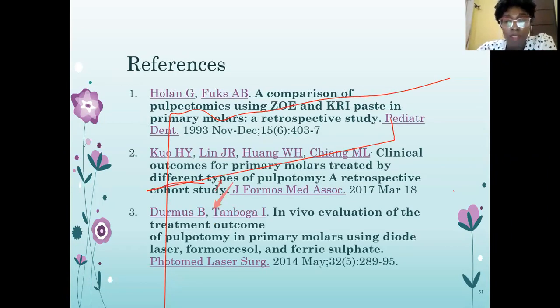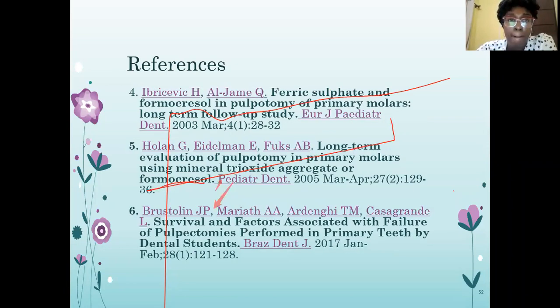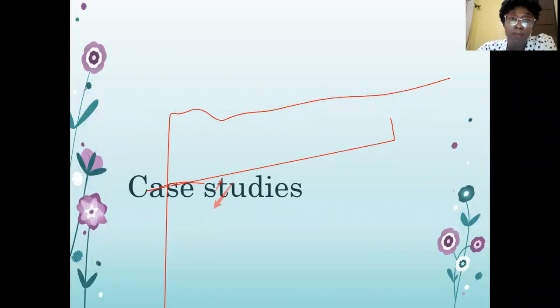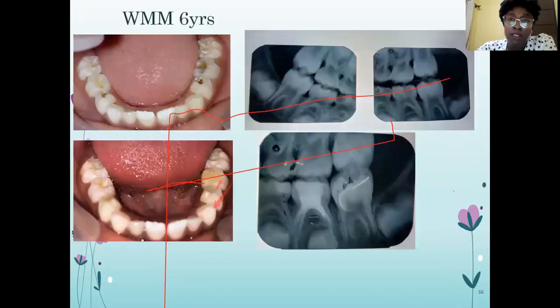So these are some of the texts that I used to develop this presentation. These are some case studies. This patient, this is WMM, 6 years old. She came complaining of pain on the 7-5. You can see 7-4, 8-4 have those class 2 lesions. These were just dentine caries restored with GIC.